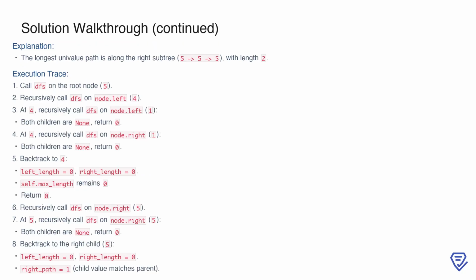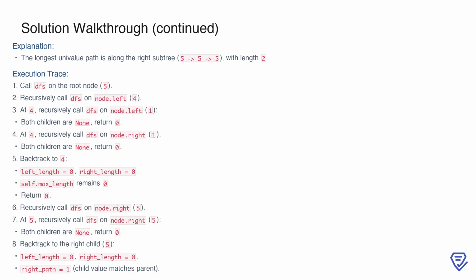In this balanced tree with mixed values, the longest Univalue path is found in the right subtree, following the nodes with value 5. The path length is 2, corresponding to the two edges connecting the 3 nodes with the same value. To calculate this, we first call DFS on the root node, then recursively descend into the left subtree.